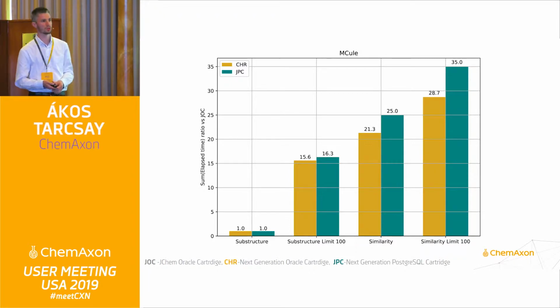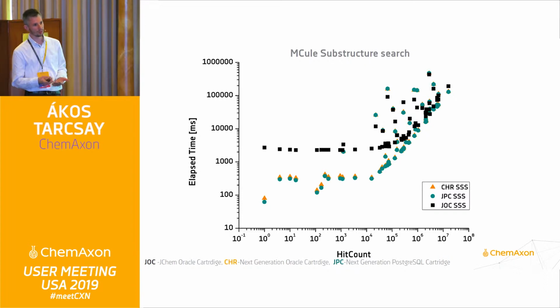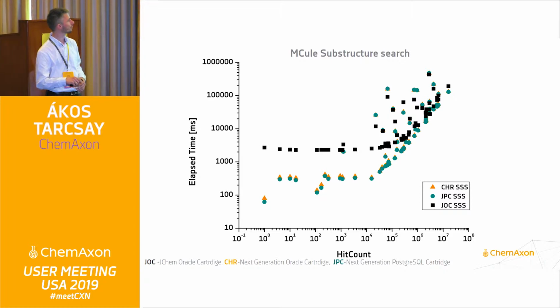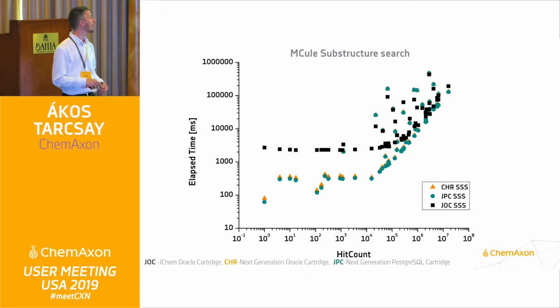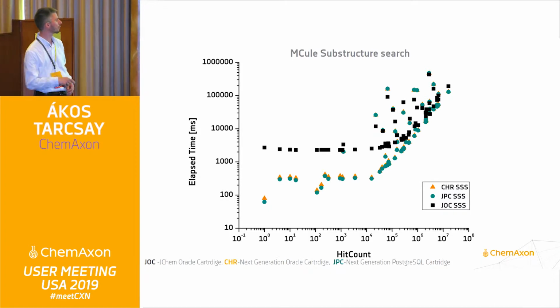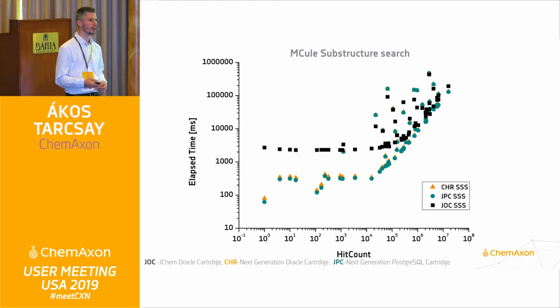However, the plain substructure search doesn't seem to really perform better. We started to investigate this and plotted the elapsed time for Coral, JPC, and the JOC as a function of the hit count. What you can see on this graph is the elapsed time needed for a given query to run and give back the results. These are the well-known standard Oracle cartridge, and these are the performances with the two new techniques.